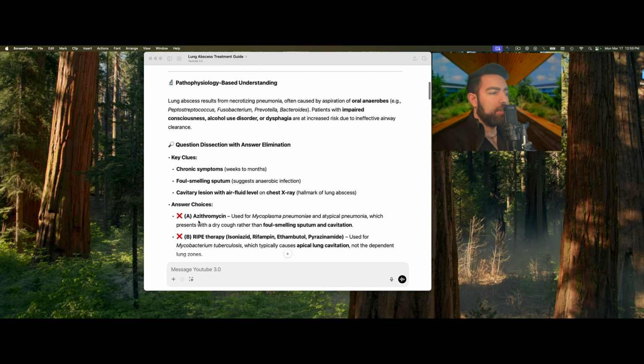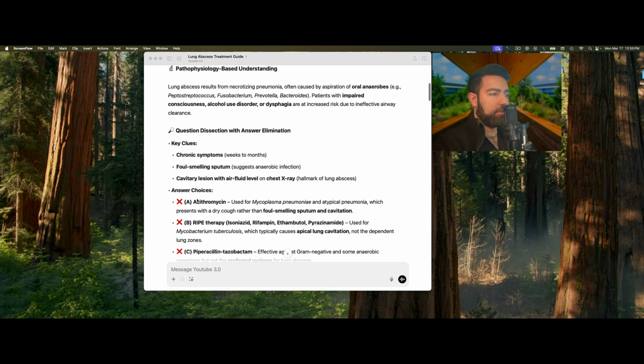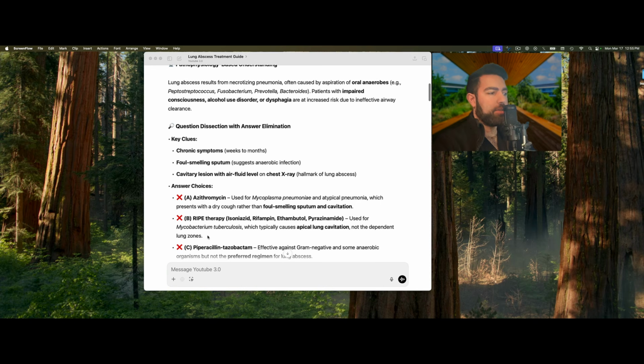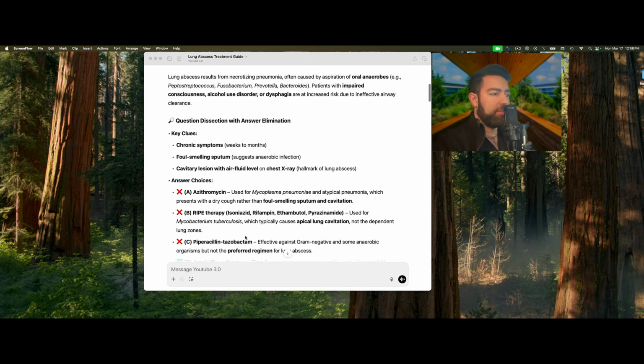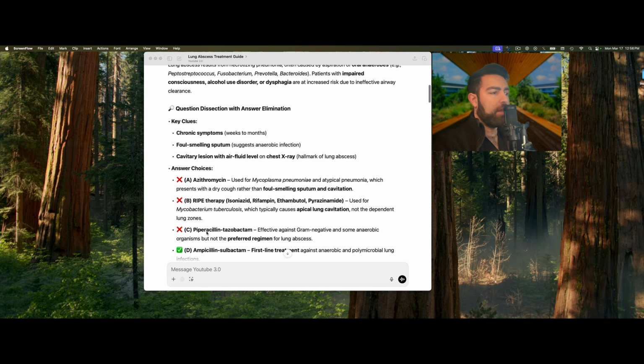The answer choices. So the first one, azithromycin, that's totally wrong. It's used for mycoplasma, atypical pneumonias, which do not present in any way close to this. RIPE therapy, this was if you had a suspicion for TB, with the typical cause being apical lung cavitation, and not in the dependent lung zones. And again, you need to look at the epidemiology and see if this patient is really at high risk of having TB before you start him on empiric therapy.